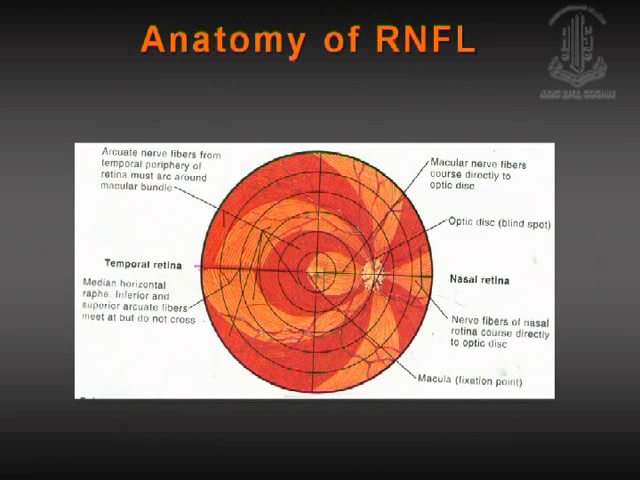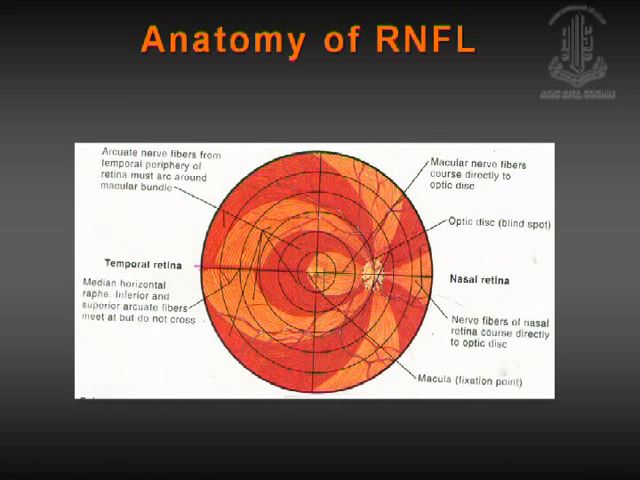We all know that the superior and the inferior poles of the disc are the areas where most of the retinal nerve fiber layer from the temporal retina enters. There is a median raphe which divides the superior half from the inferior half, where the fibers do not cross. There is a papillomacular bundle which enters the disc on the temporal side, and the nasal retina has fibers going on the nasal side.